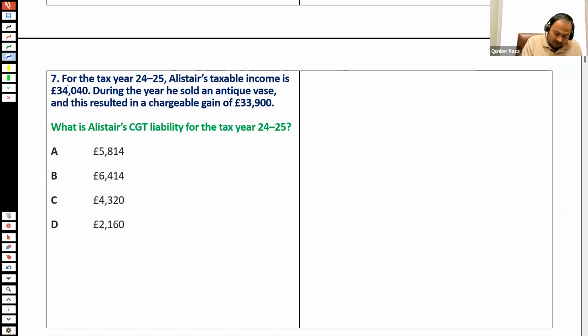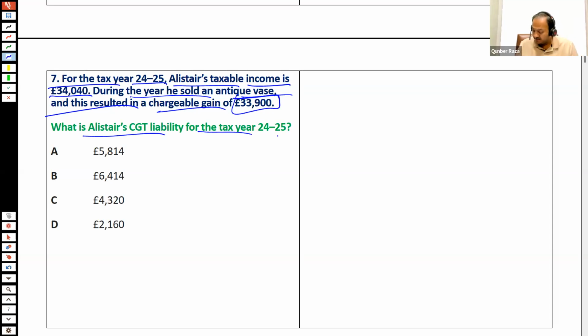Moving to the next question. For the tax year 24-25, Alistair's taxable income is 34,040. During the year, she sold an antique vase and this resulted in a chargeable gain of 33,900. What is Alistair's CGT liability for the tax year 24-25?